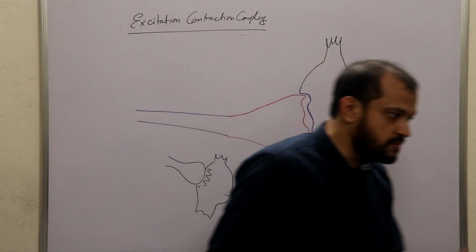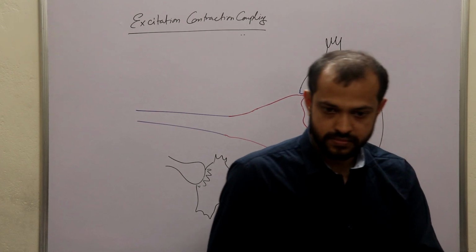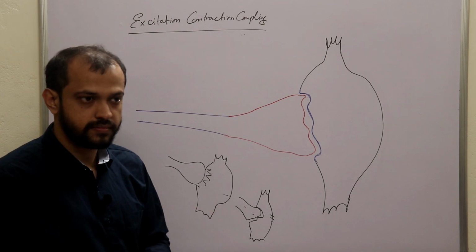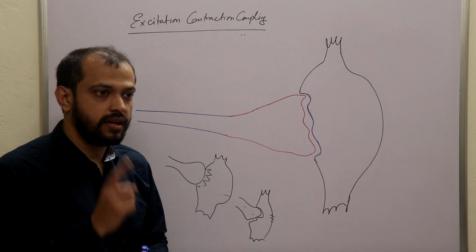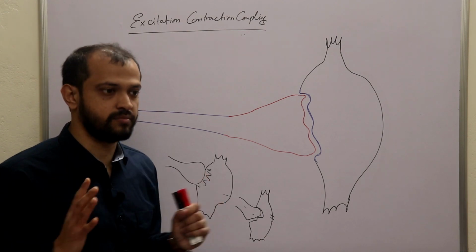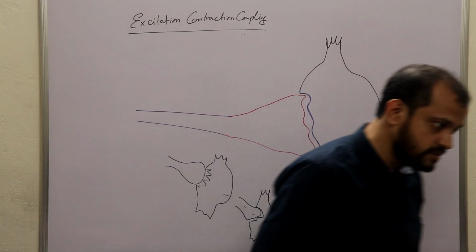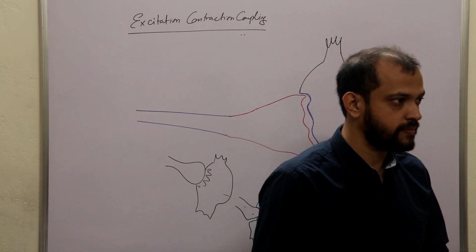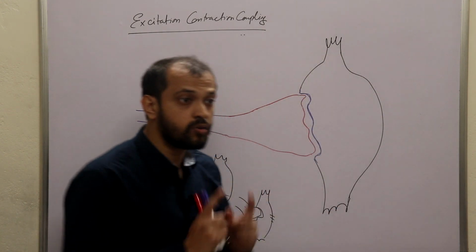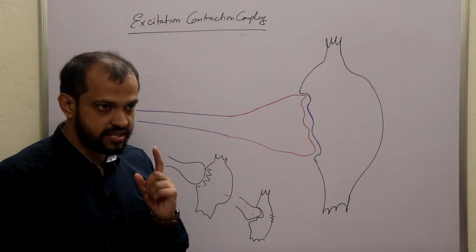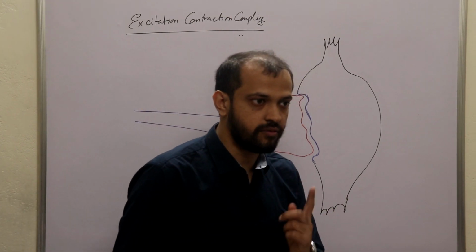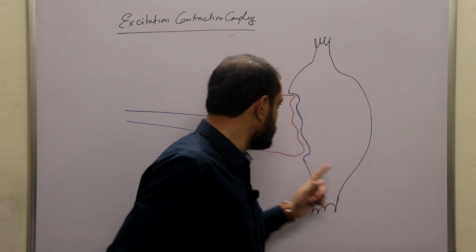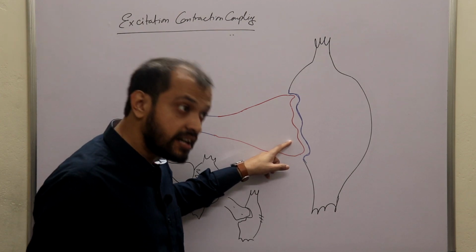Can you tell me what is the similarity between a neuron and a muscle? A neuron can generate and propagate action potential, right? A muscle cannot generate action potential, but it can propagate action potential. Why? Because muscles have an enormous amount of sodium channels, and for the generation of action potential you need voltage gated sodium channels. But they lack a few channels, that's why they cannot generate action potential.